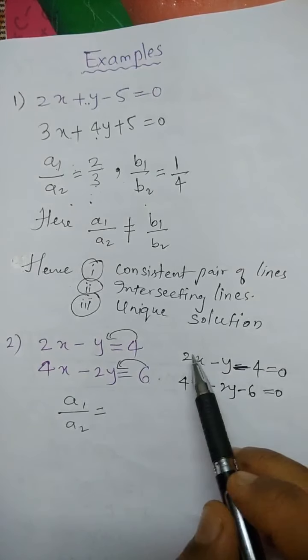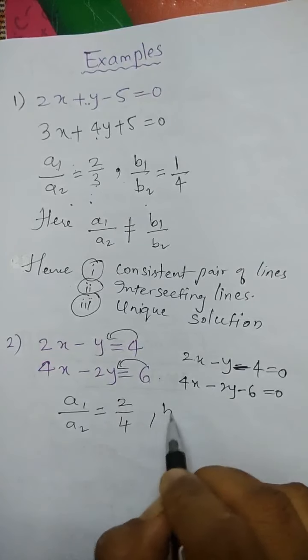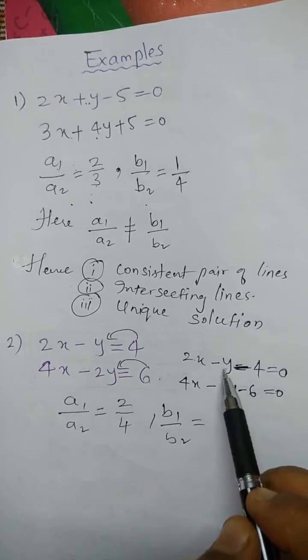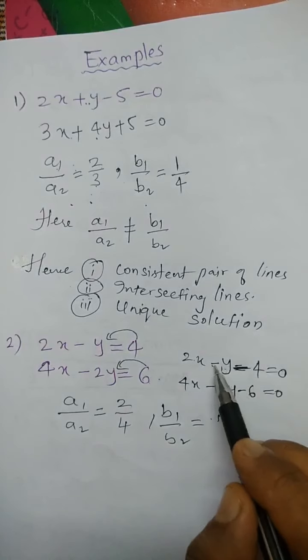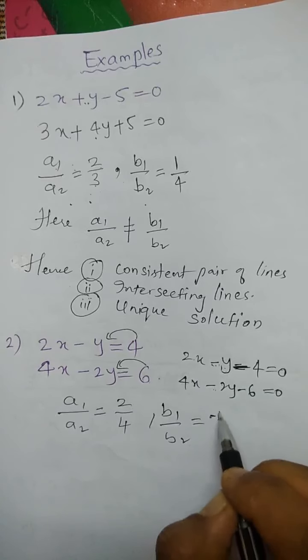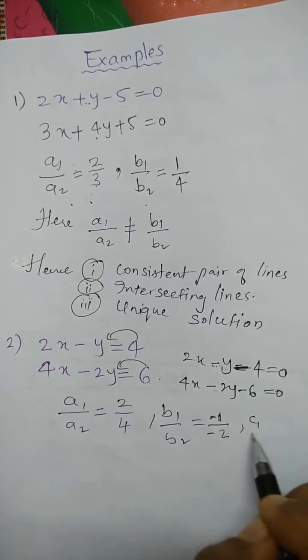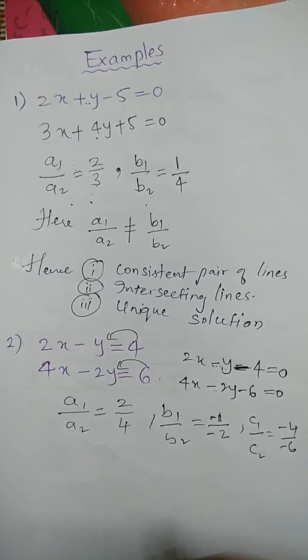What is A1 upon A2? 2 by 4. What is B1 upon B2? Come on. Tell me what is the coefficient of y? Yes, it is minus 1. Minus sign is there now. Take care of that minus sign. Minus 1 upon minus 2. What is C1 upon C2? Minus 4 upon minus 6.